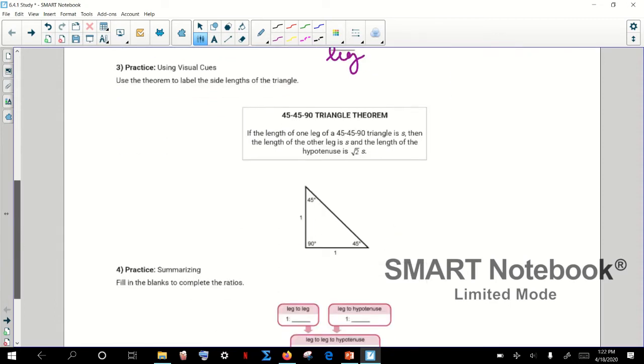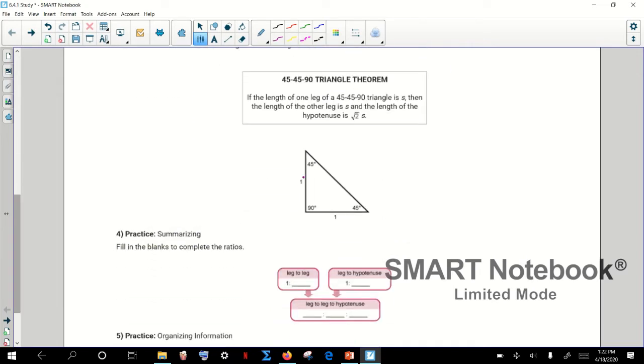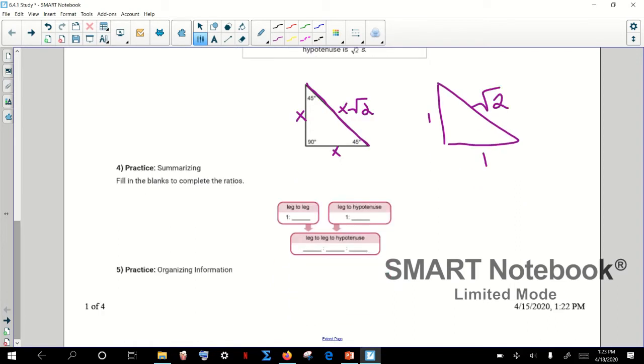So what's cool about the 45, 45, 90 triangle, if you remember, is that each of the legs is equal to x, we'll say, or in this case they said they're equal to 1. And then the hypotenuse, that longest side, is whatever one of those legs is multiplied by square root of 2. Okay, so you could also just draw this triangle as 1, 1, square root of 2. I prefer to think about it with the x's, but whichever way you like to think about it, make that work for you.